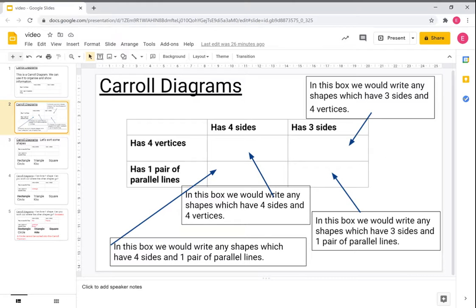In this box, we would write any shapes we have which have 3 sides and 4 vertices. In this box, we would write any shapes which have 3 sides and 1 pair of parallel lines. In this box here, we would write any shapes which have 4 sides and 4 vertices. And finally, in this box here, we would write any shapes which have 4 sides and 1 pair of parallel lines.